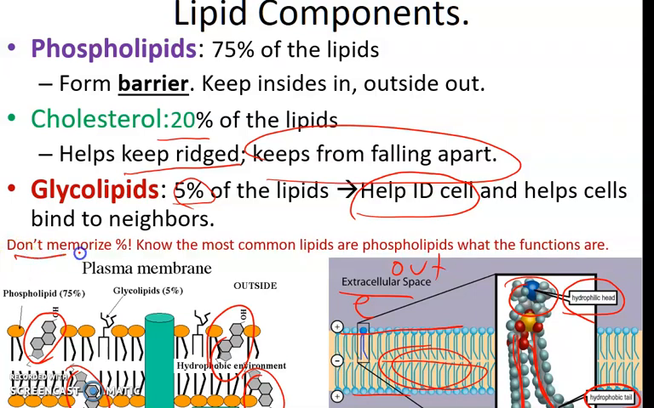Now, don't memorize the percents. Know the most common are phospholipids and what the functions are. So we will stop right there. We'll talk about proteins in the cell membrane in our next video.